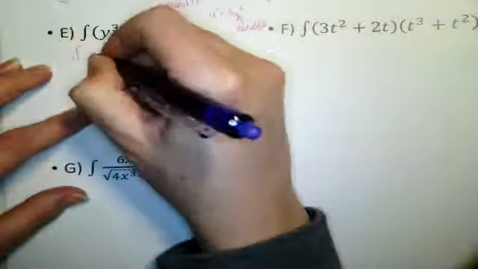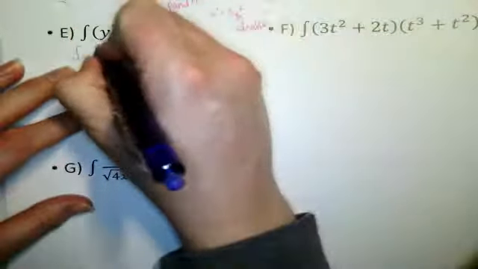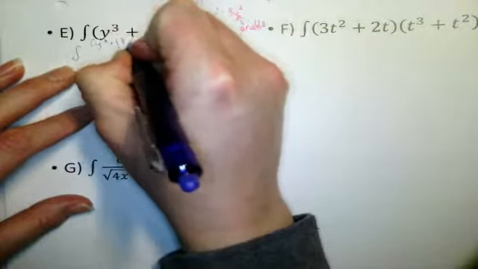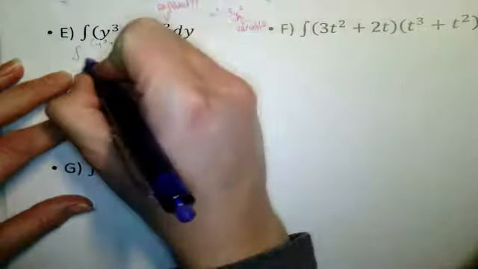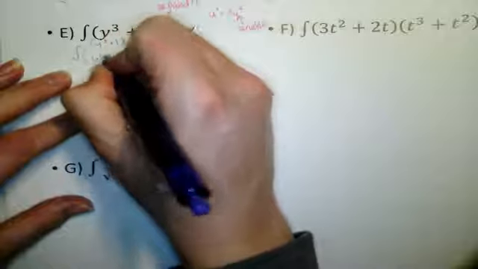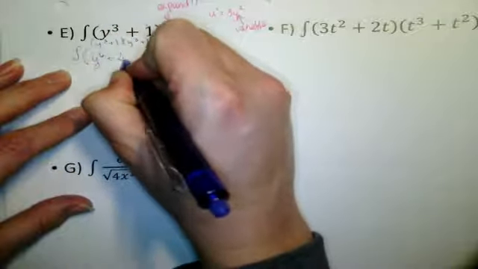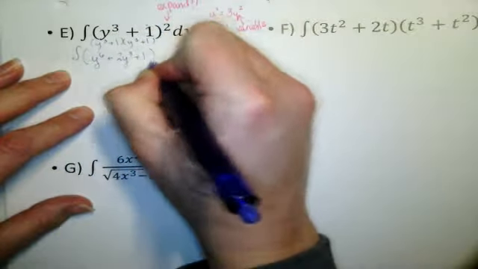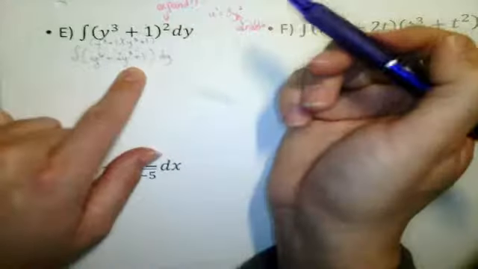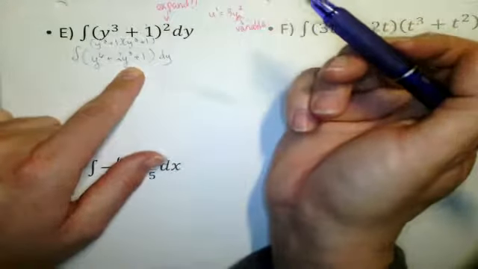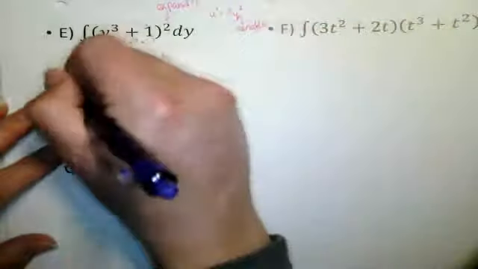Let's expand this sucker. So this would be y cubed plus 1 times y cubed plus 1, which of course would be y to the 6th plus 2y cubed plus 1 dy. And now it's a wonderful polynomial, and we just have our power rules that we can apply here.